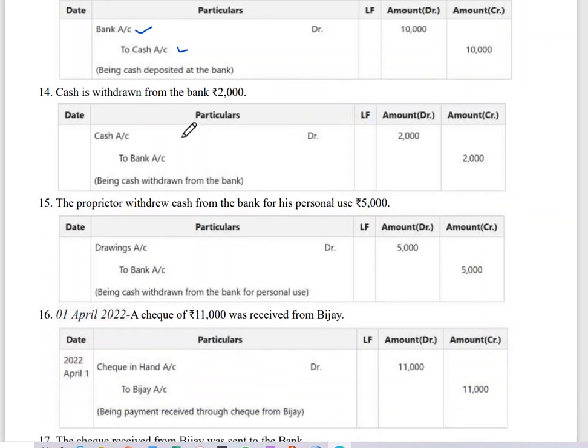Next, cash is withdrawn from the bank. Again it is simple. From the bank we have drawn the money for business use. They have not specifically said that it is for personal use. If it were for personal use, which account would it be? Drawings account. But here it is assumed to be for business use only. So cash account debit to bank account. Cash is increasing in the business, but the bank amount is reducing because we have withdrawn that.